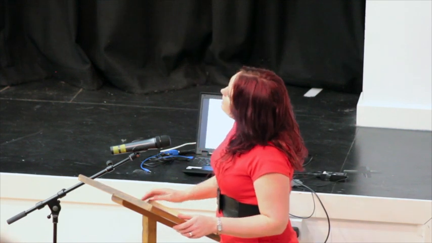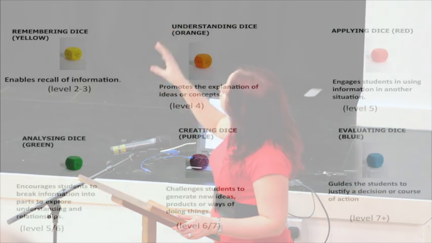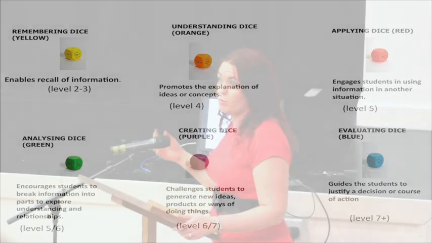So you've got 6 different dice. I don't need to go through them all. I'm sure you've seen Bloom's taxonomy anyway, but that's all on there, showing you the different levels. So obviously if you're using the yellow dice in your lesson, it's levels 2 to 3, so it's simply recalling information. You can use that in a starter to show prior learning, so if you're getting observed or if you just want to have a good lesson anyway, or outstanding.